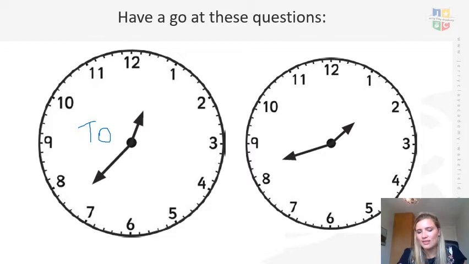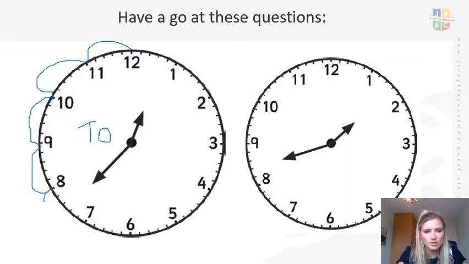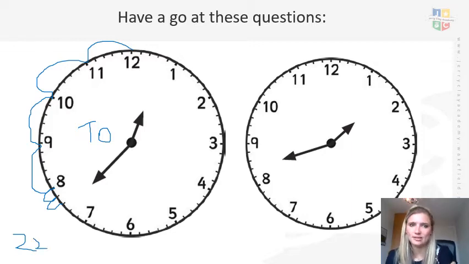Obviously, as we can see, the minute hand is quite far down, so we can count up in 5s until the number before the minute hand. So we can count 5, 10, 15, 20, 21, 22. So I can see that my minute hand has got 22 minutes to get up to the hour hand, to get up to the o'clock at the top.